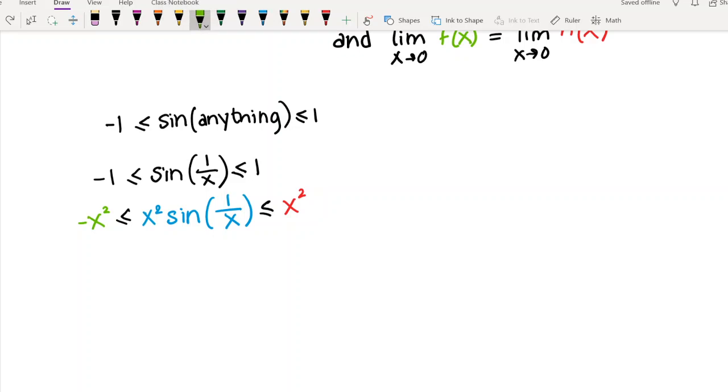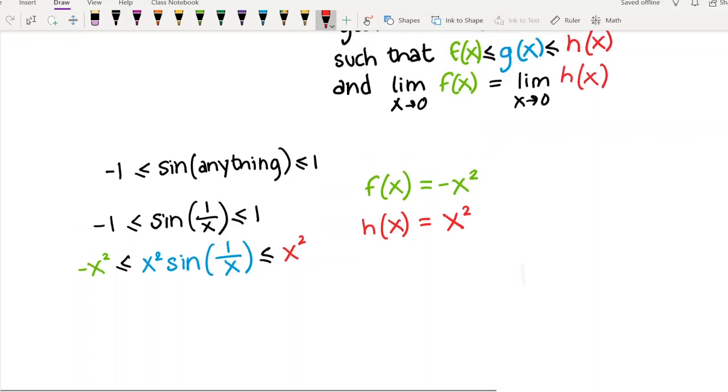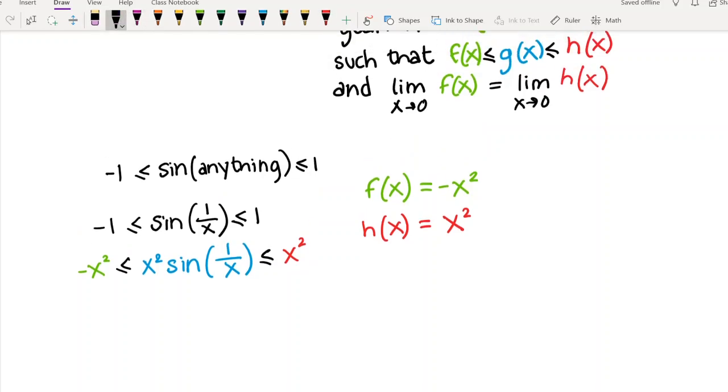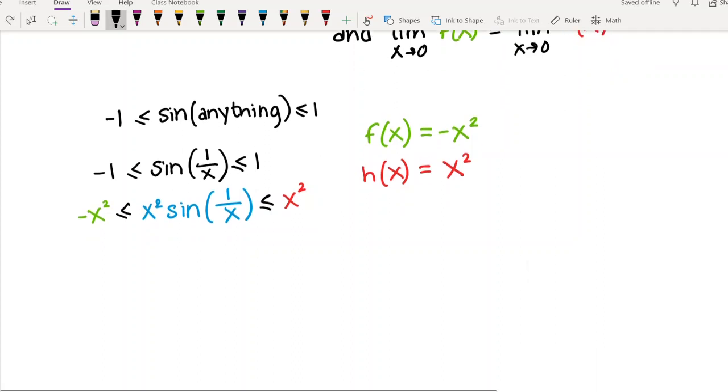So we just figured out that our bottom function is f of x equals negative x squared, and our top function is h of x equals positive x squared. Now what we need to verify is whether this is true. Here we said it also needs to be true that their limits are the same in order for this to work. So let's try that.